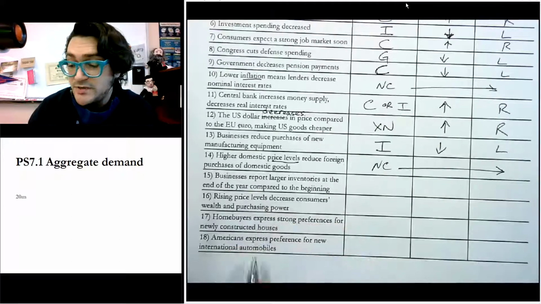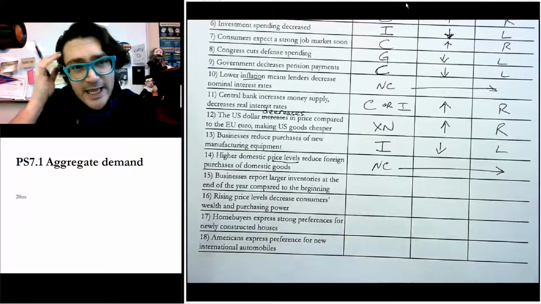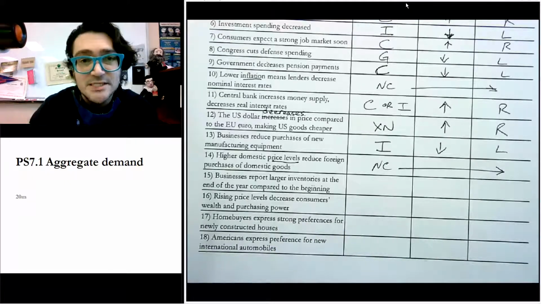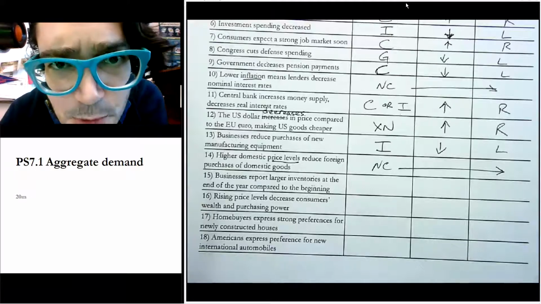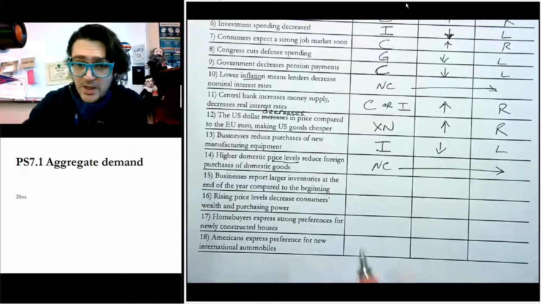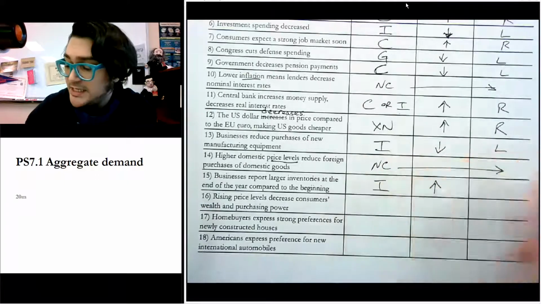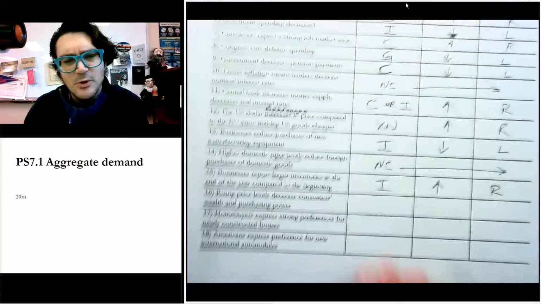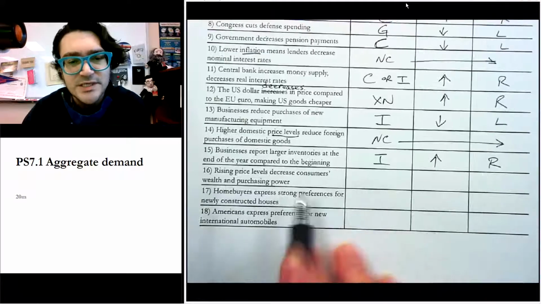Businesses report larger inventories at the end of the year compared to the beginning of the year. So this one is a little tricky. Remember, inventory changes are investment spending. Inventories are investment. Don't forget that one, okay? And if they have larger inventories, then that's increasing investment and it's moving to the right. We can talk more in class if you have questions about why we count that, but inventories are part of investment, change in inventories.